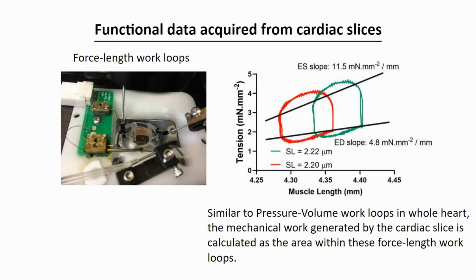The resultant work loops are shown here. Again, the red trace corresponds to 2.2 micron sarcomere length, and the green trace corresponds to a 1% increase in muscle length. The slope of the end diastolic positions can be used as a measure of diastolic stiffness, sometimes called diastolic elastance, and this is noted on the slide as the ED slope. And the slope of the end systolic positions can be used as a measure of inherent contractility, sometimes called the systolic elastance, and this is noted as the ES slope.